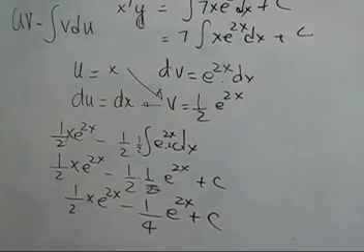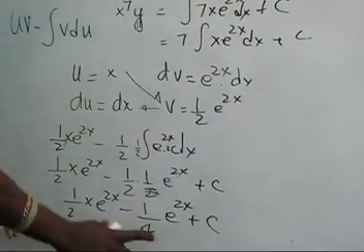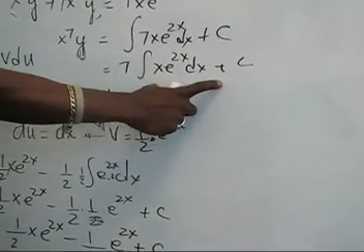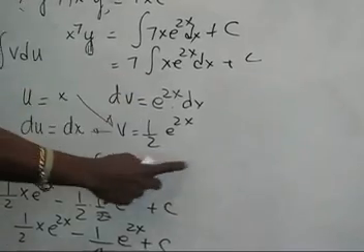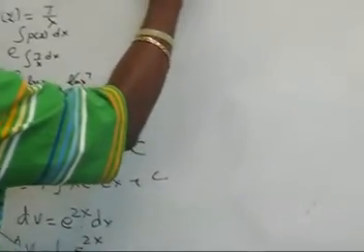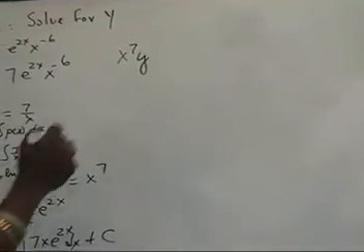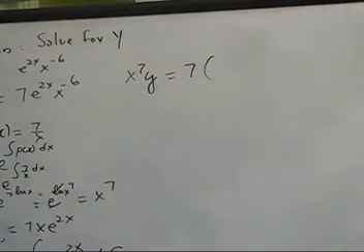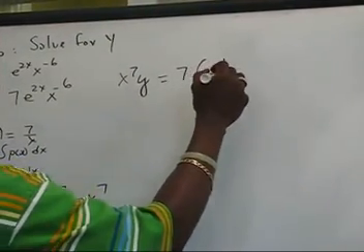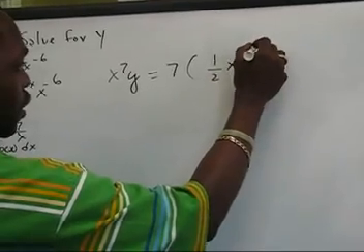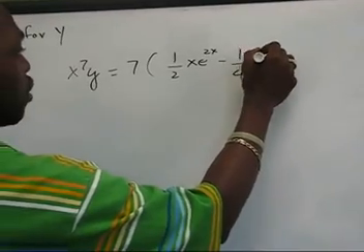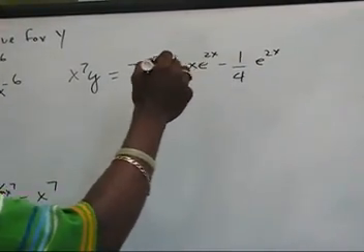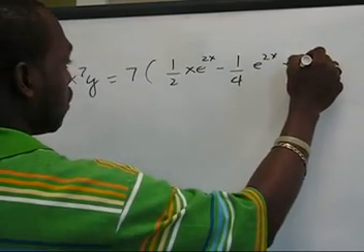That's what you have. So now we can just put what we have here over there, not forgetting the 7 we took out when we were doing the by parts. So x to the 7 y equals 7 times 1/2 x e to the 2x minus 1/4 e to the 2x plus c.